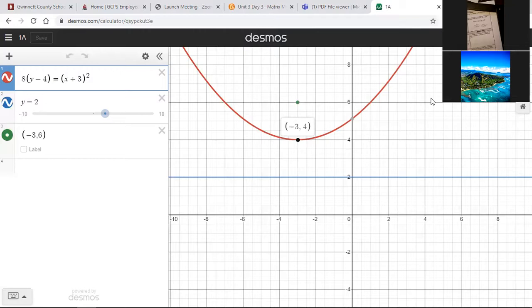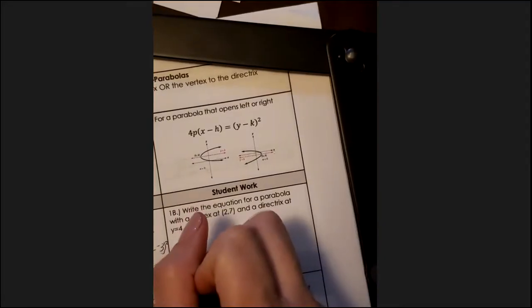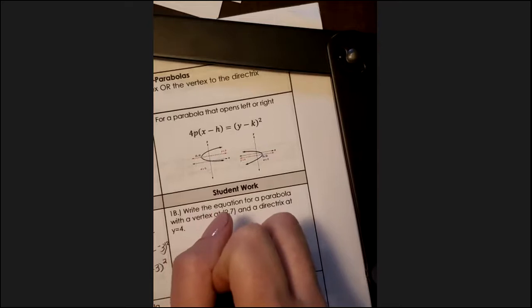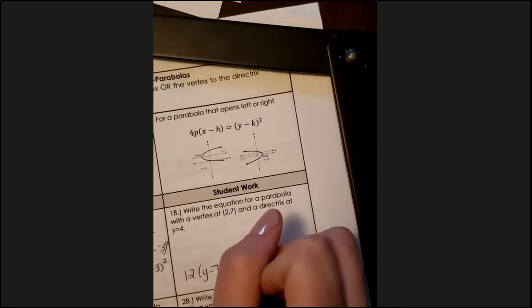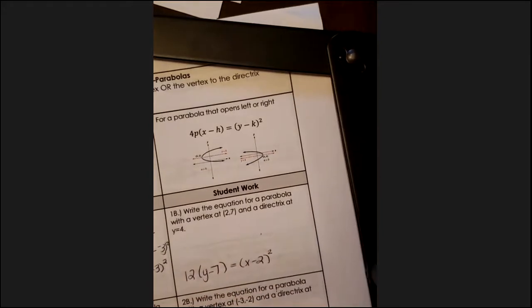All right, so now go ahead and do problem 1B. I would encourage you to go to Desmos and graph your answer and make sure that your answer is correct. And when you are finished, come and check your work. All right, so for 1B, stop sharing my screen. For 1B, the answer that you should have gotten is 12 times y minus 7 equals x minus 2 squared.